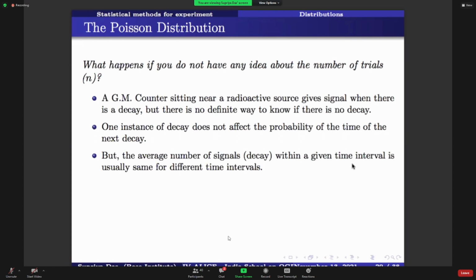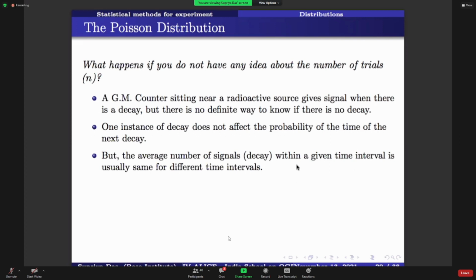But if you measure for 10 seconds now, and then another 10 seconds, and another 10 seconds, for each 10-second interval you get a number of decay signals. And the average number of decay signals for all these 10-second intervals is usually the same.